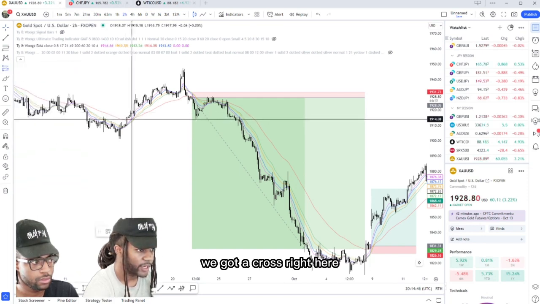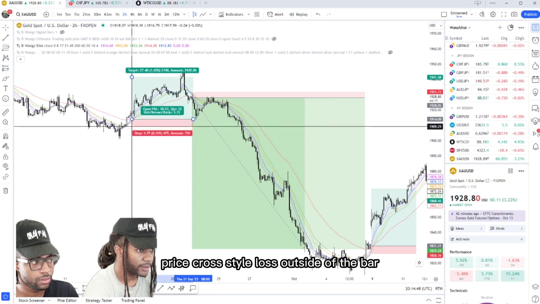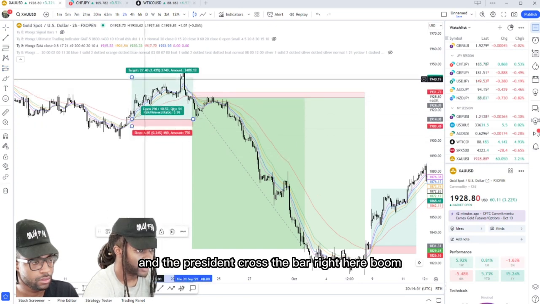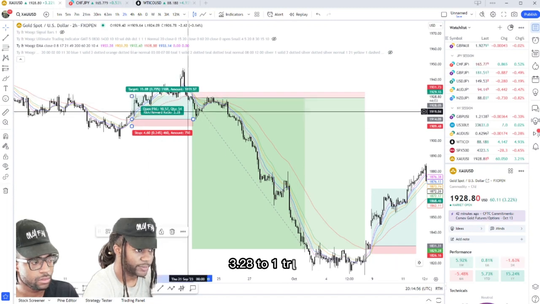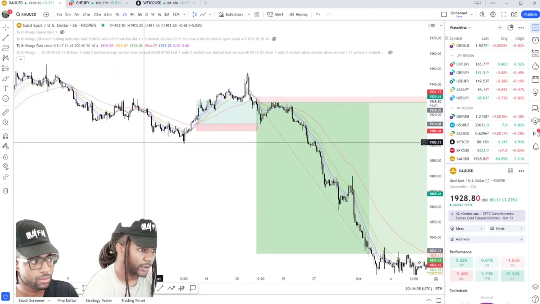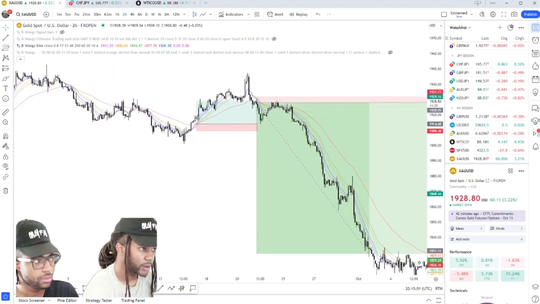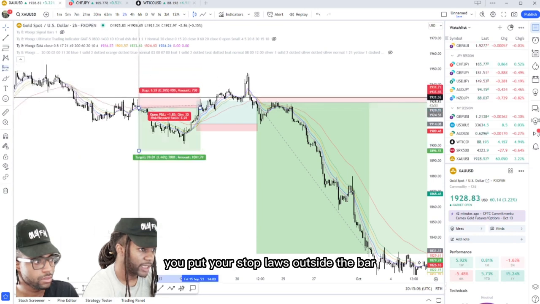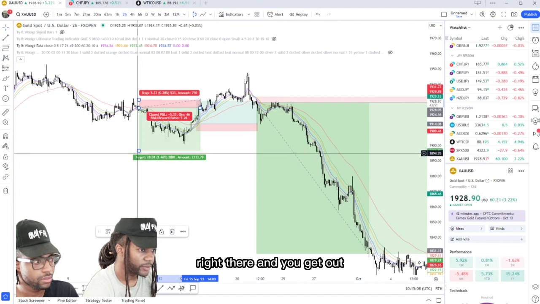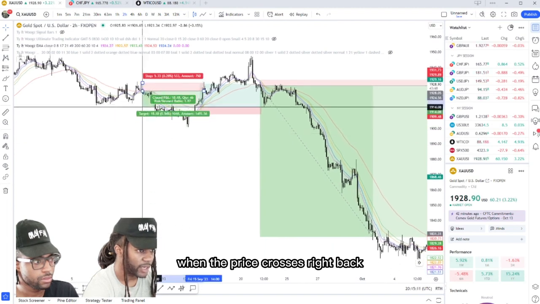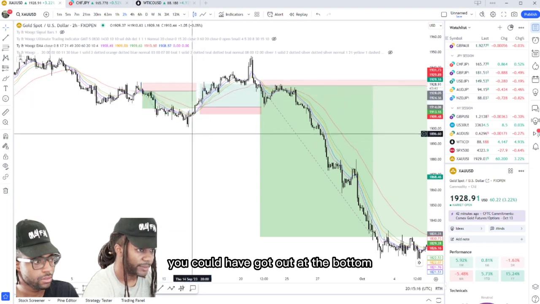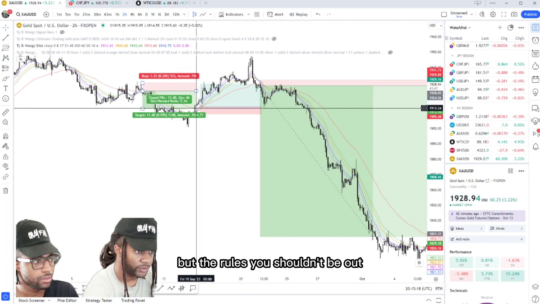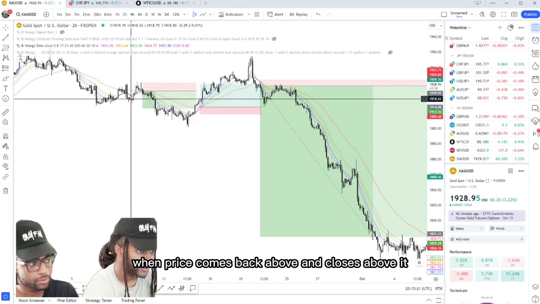We got a cross right here, price cross, stop loss outside of the bar, and the price doesn't cross the bar right here. Boom. That's a nice 3.28-to-1 trade. Right here, price crossed again. Price crosses, you put your stop loss outside the bar right there, and you get out when the price crosses right back and closes above it. That's a 2-to-1 trade. And you could have got out at the bottom, whatever you wanted to do, but the rule is you shouldn't be out until the price comes back above and closes above it. Just get out.